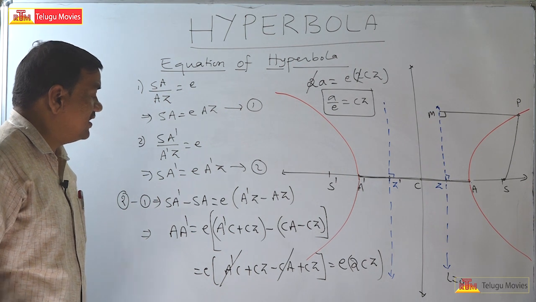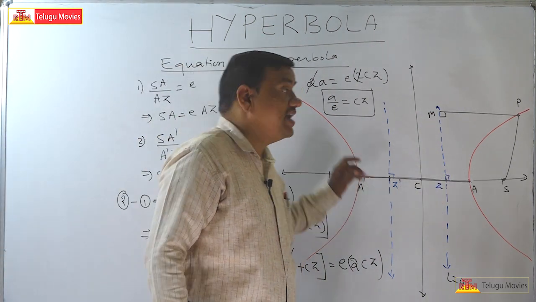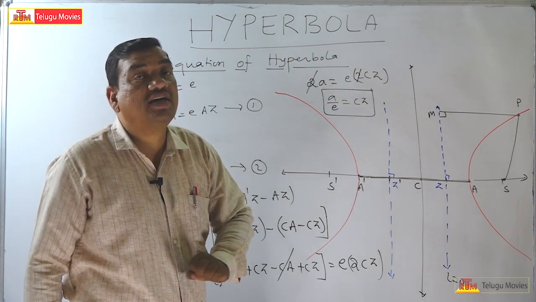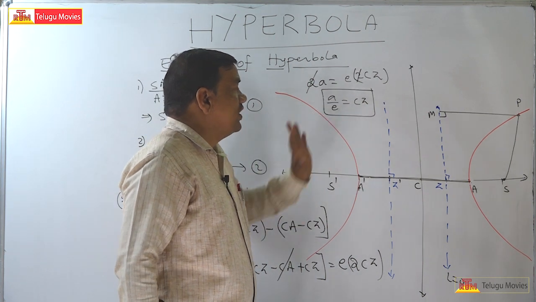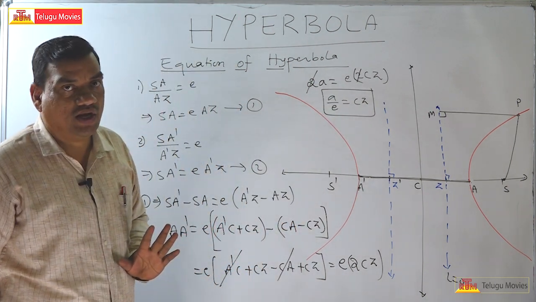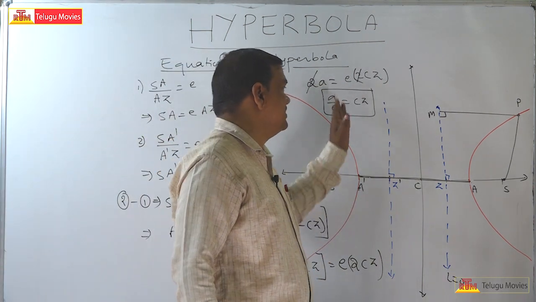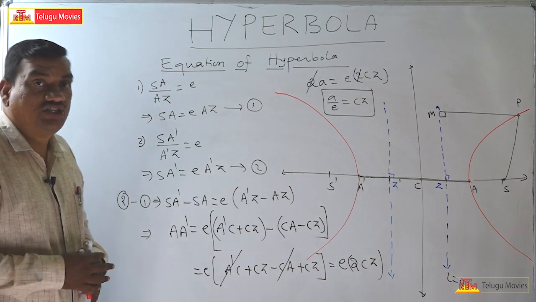Remember that we are supposing the distance between A dash and A as 2A. Therefore, CZ is equal to A by E. Now we got a relation between C and Z, that is A by E. Let us get another relation also.